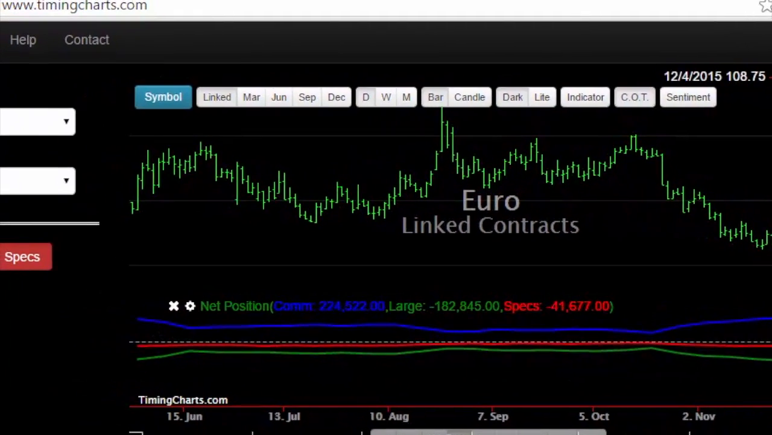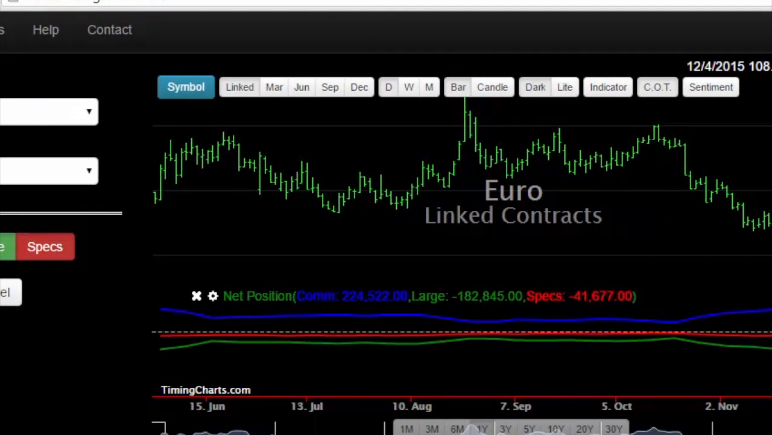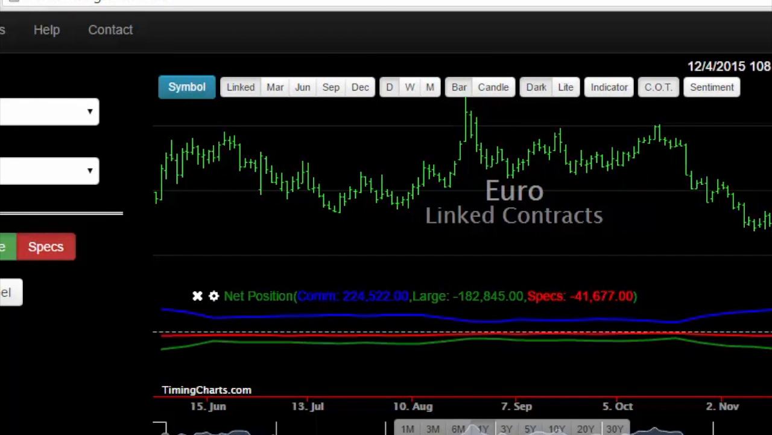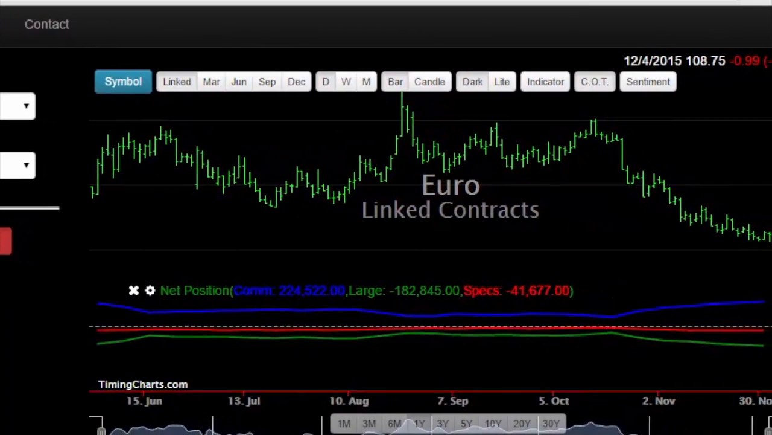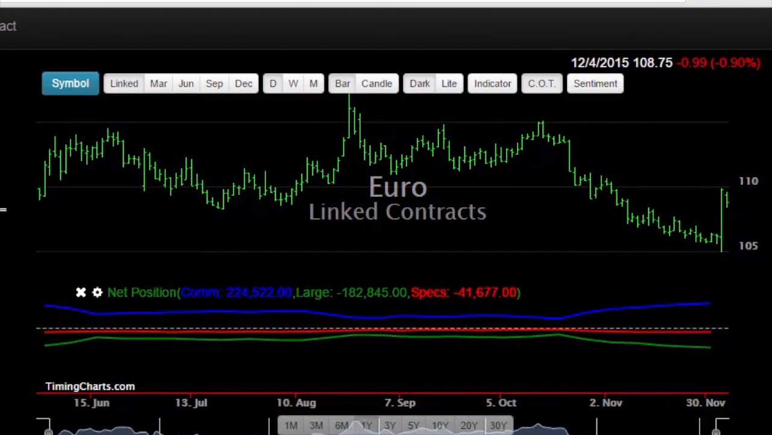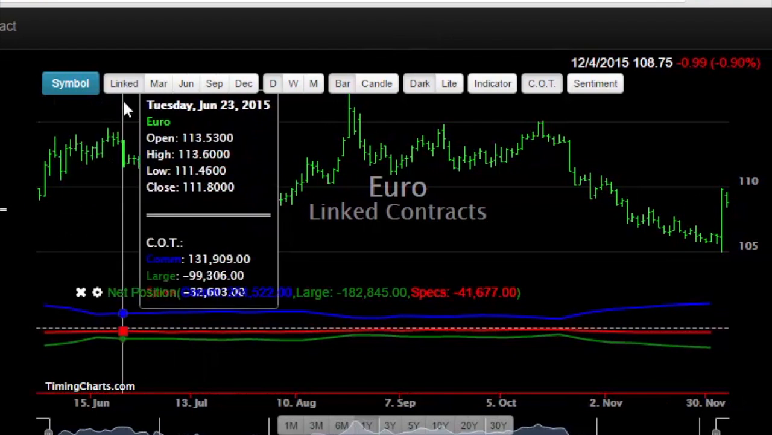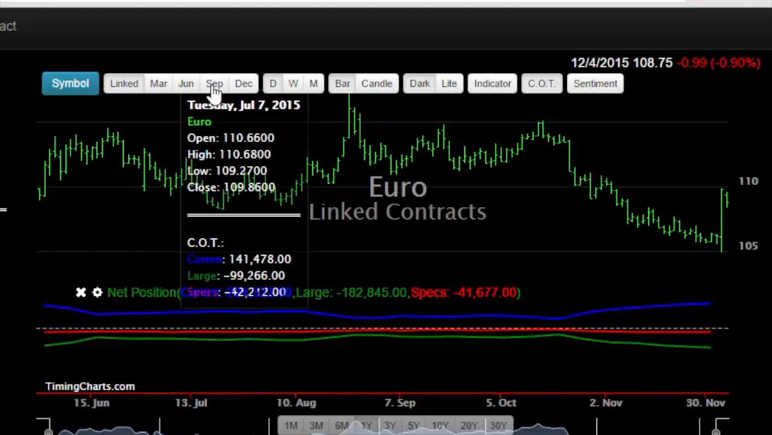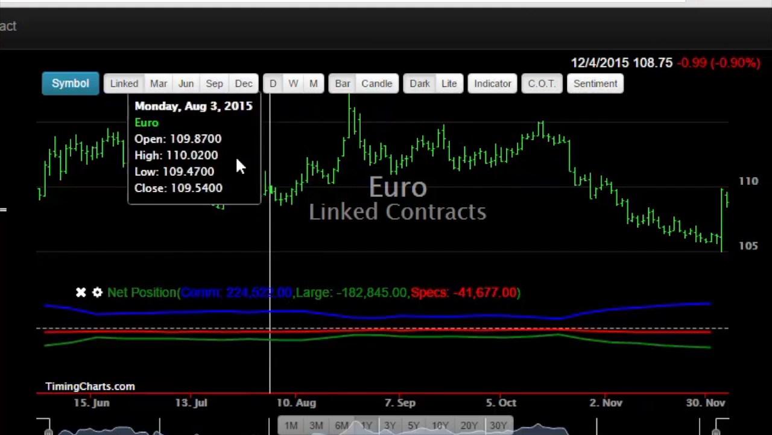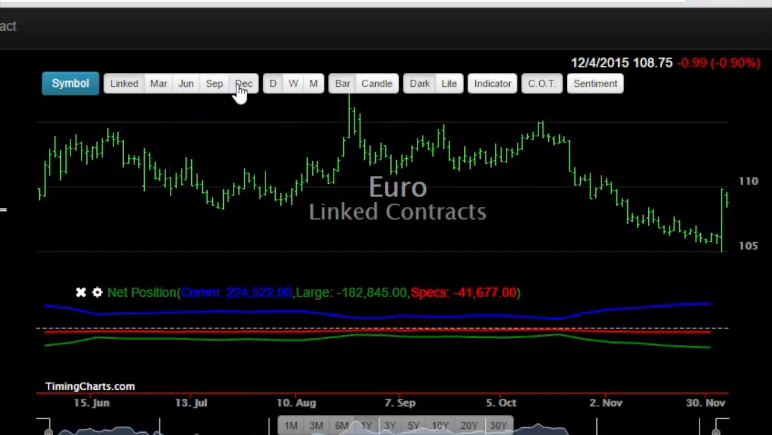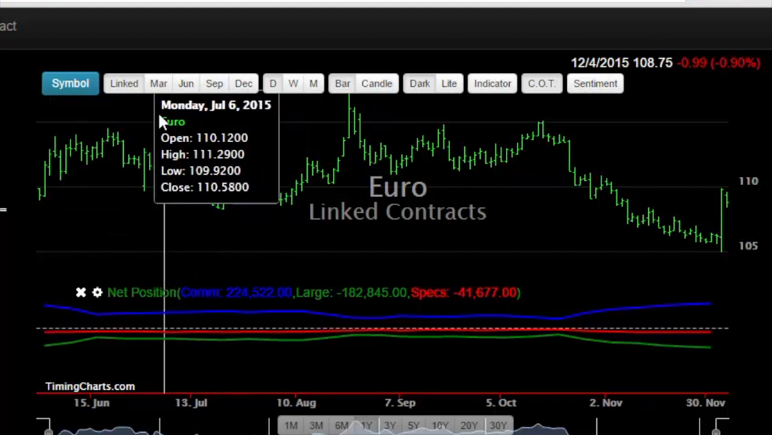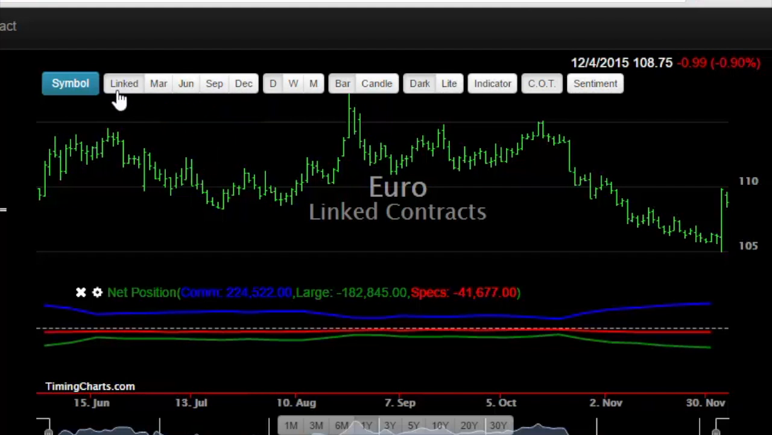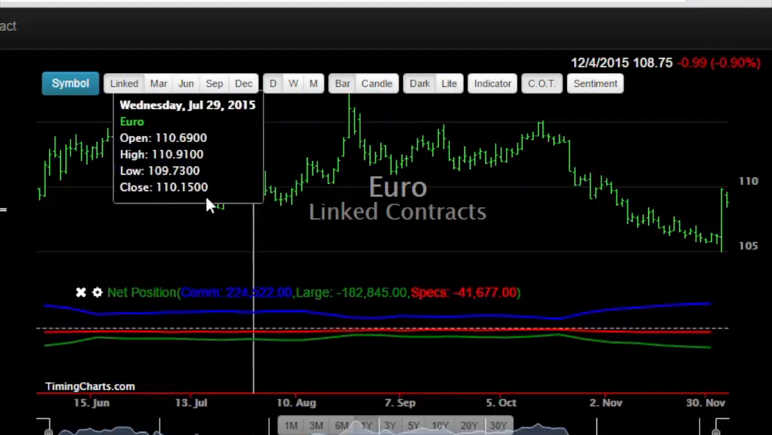Okay, we are now on the website www.timingcharts.com. First of all, I want to draw your attention to this button that is linked. So we have to analyze the linked contract because we have several contracts here: March, June, September, December. Every futures contract has its time of expiration, and we have to analyze the linked contract. This is the first thing.